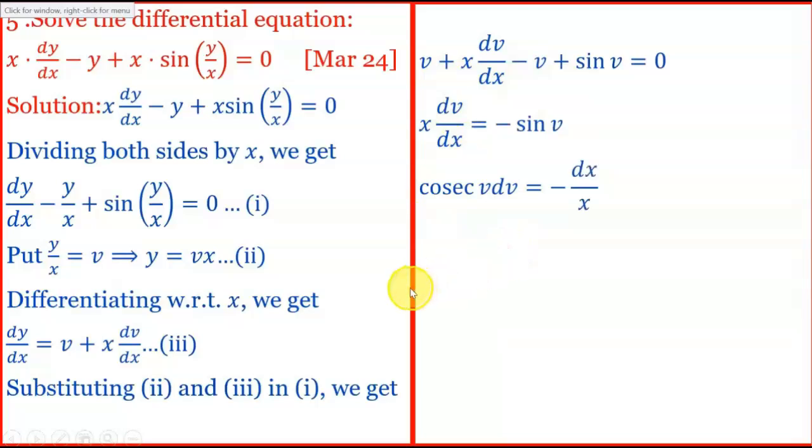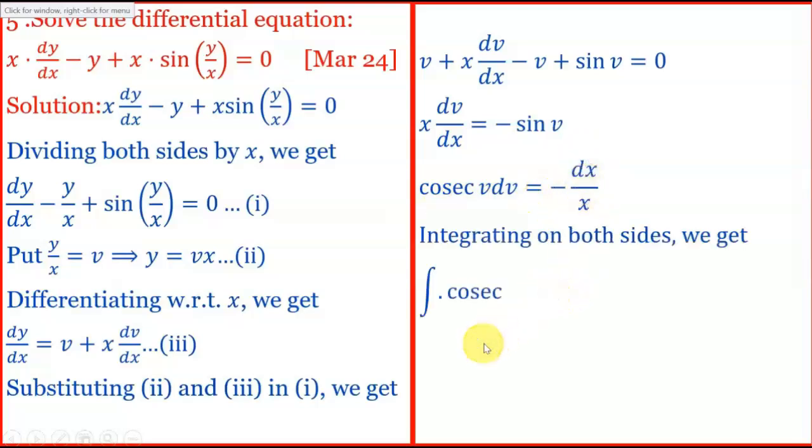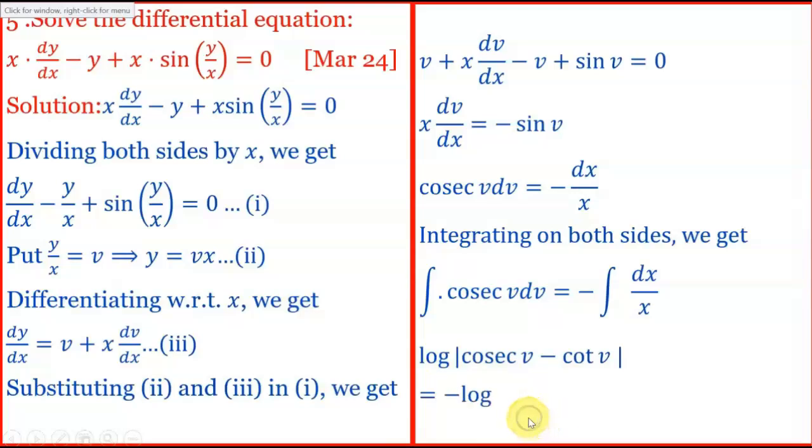Now, by the variable separable method, dv upon sine v means cosec v into dv is equal to minus dx upon x. Now integrating on both sides, integral of cosec v into dv is equal to minus integral of dx upon x. But what is the integral of cosec v? That is log of mod of cosec v minus cot v is equal to minus log of mod of x plus log of mod of c.